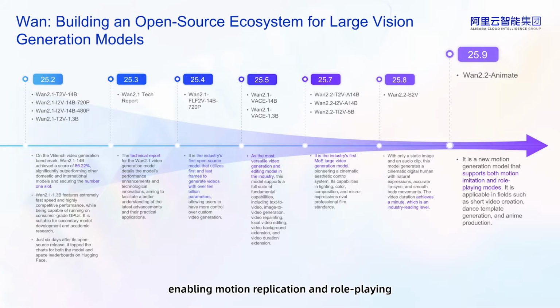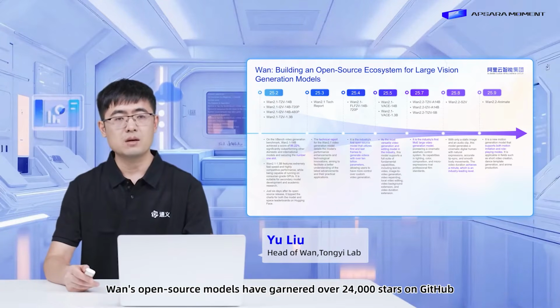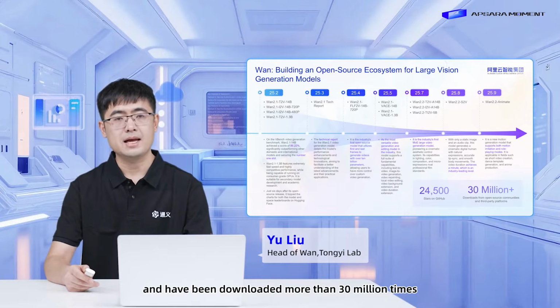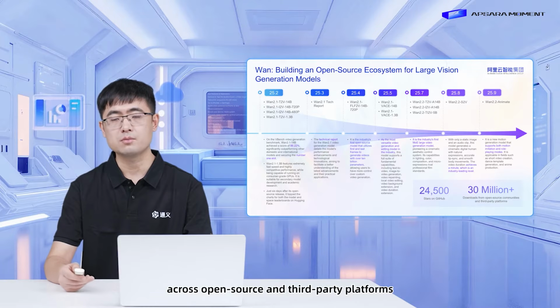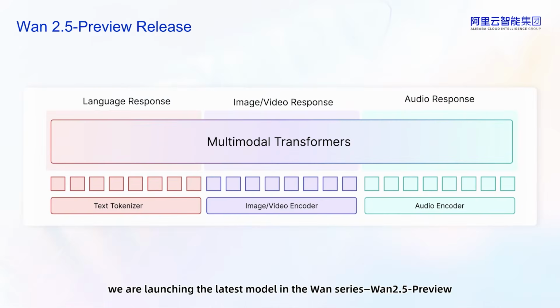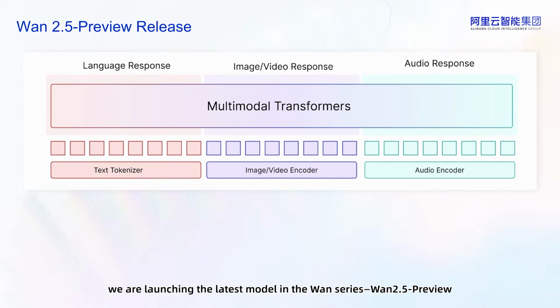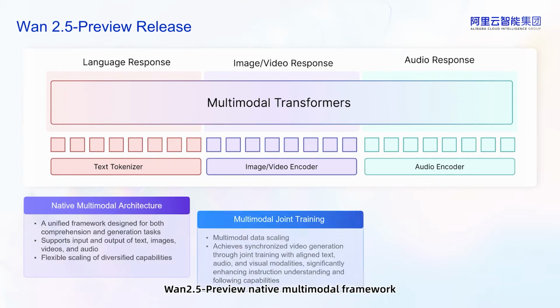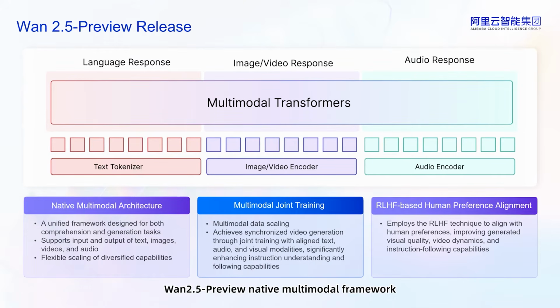To date, Wan's open-source models have garnered over 24,000 stars on GitHub and have been downloaded more than 30 million times across open-source and third-party platforms, reflecting the community's strong appreciation for our work. Today, we are launching the latest model in the Wan series, Wan2.5 Preview. Wan2.5 Preview adopts a native multimodal framework, unifying understanding and generation tasks. It supports multimodal inputs and outputs, including text, images, audio, and video, and offers flexible and diverse capability expansion.